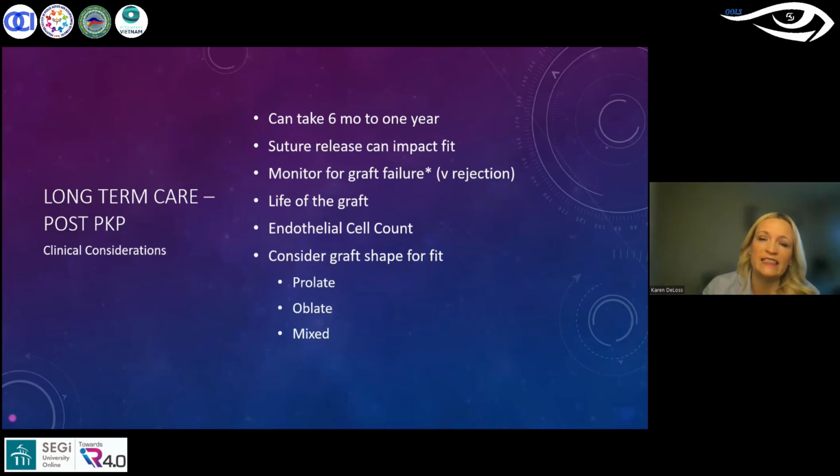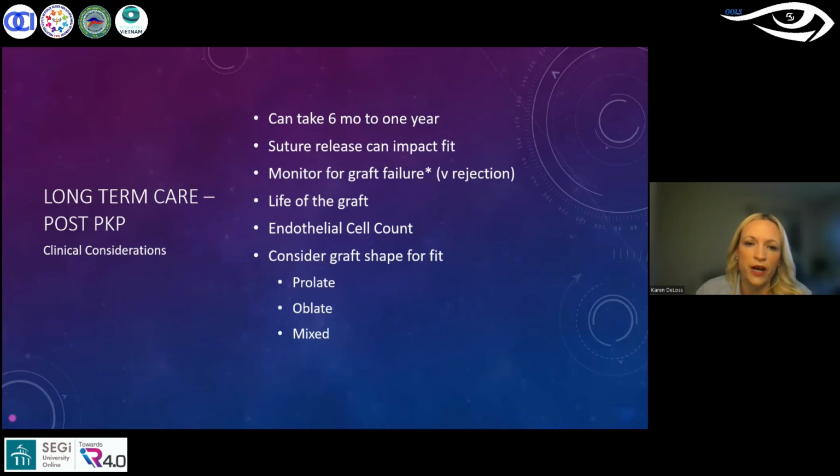Long-term care can take up to 6 months because these patients are having suture removal. They're going to monitor the patient for graft failure and rejection. The more transplants you have, the shorter the lifespan of that graft will be, and the patient's endothelial cell count will start to go down over time.